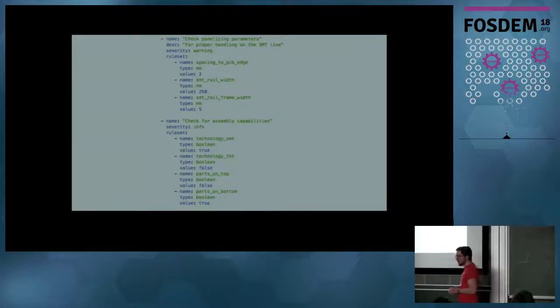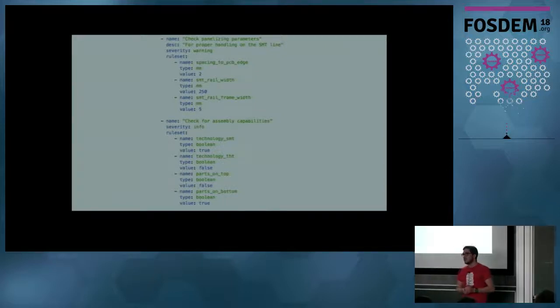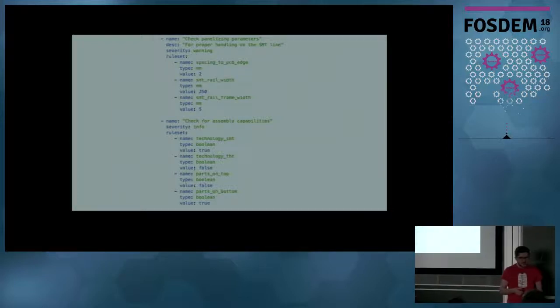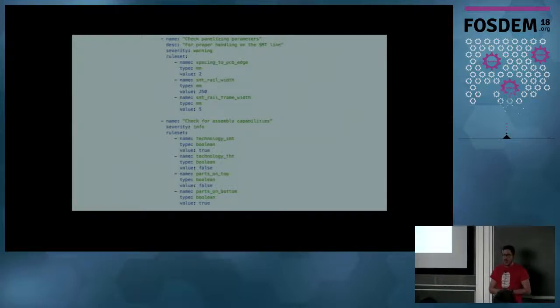So with the open design rule format, these assembly factories can tell us upfront what they expect. And they expect stuff like, how should our assembly panel look like?